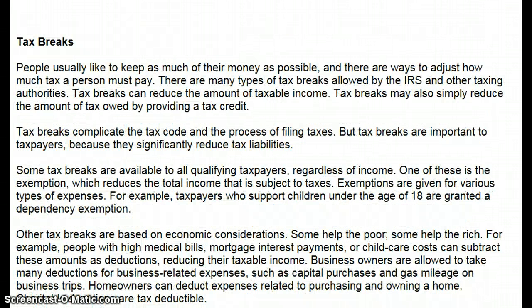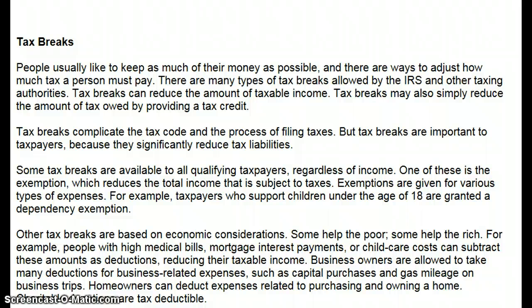Tax breaks. People usually like to keep as much of their money as possible, and there are ways to adjust how much tax a person must pay. There are many types of tax breaks allowed by the IRS and other taxing authorities. Tax breaks can reduce the amount of taxable income. Tax breaks may also simply reduce the amount of tax owed by providing a tax credit.